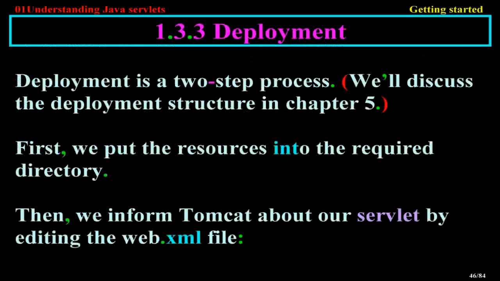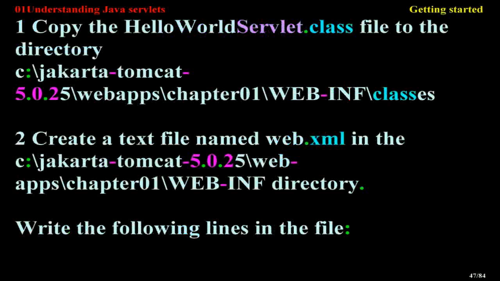1.3.3 Deployment. Deployment is a two-step process. We'll discuss the deployment structure in Chapter 5. First, we put the resources into the required directory. Then, we inform Tomcat about our servlet by editing the web.xml file. 1. Copy the HelloWorldServlet class file to the directory C:\Jakarta\Tomcat5.0.25\webapps\chapter01\WEB-INF\classes.